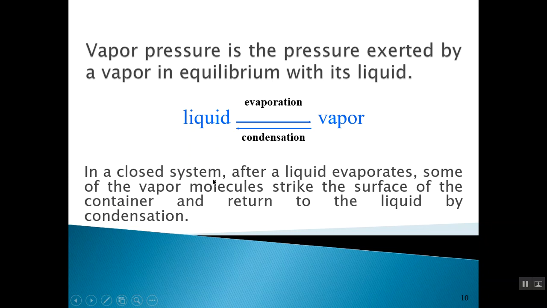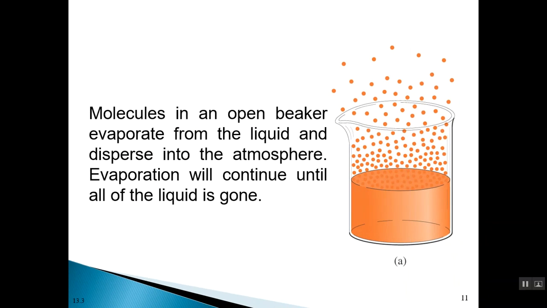And in a closed system, after a liquid evaporates, some of the vapor molecules will strike the surface of the container and return to the liquid by condensation. So that's how we have that back and forth taking place between those two states. Now, if you have a beaker with a liquid in it, and you leave it open over an extended period of time, then all the molecules will escape the liquid state and end up in the vapor state and escape into the atmosphere. So that's what happens in an open system as we see here.